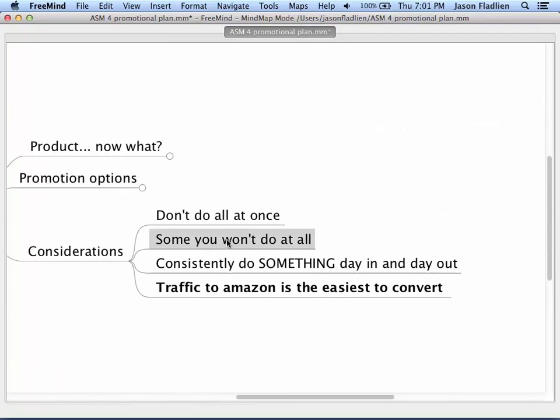So if I have a pill that cures erectile dysfunction, I'm not going to advertise it on Facebook. I can't advertise on Facebook. They will not let me. But even if they did, I still wouldn't do it. Okay? But would I do it in Google pay-per-click? Probably, right? Some of these things you won't do because they don't make sense for your product. Some of these things you won't do because you don't like doing them.